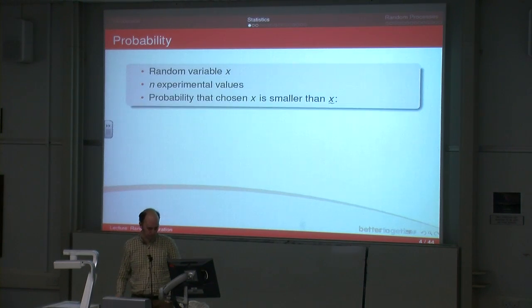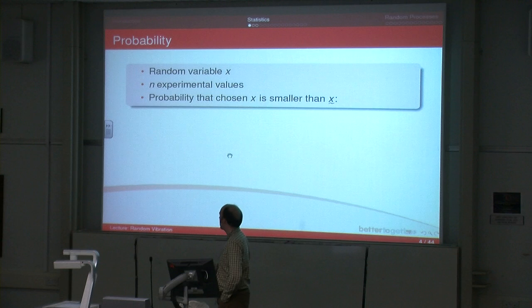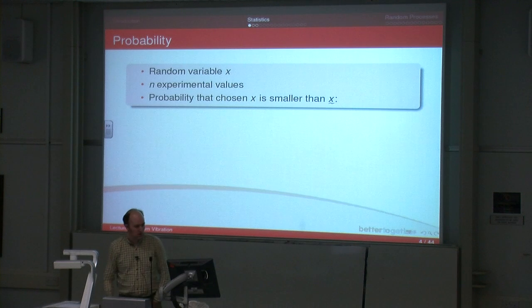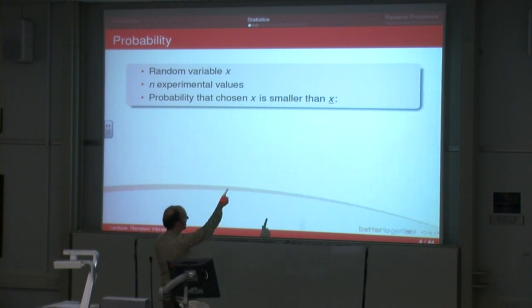Now, let's say we've got a random variable x. As time varies, x moves up and down. It's random. And we've taken n samples, n experimental values of that variable. And we want the probability that a chosen value of x is smaller than a certain value, here I've called it x with a little squiggle underneath.